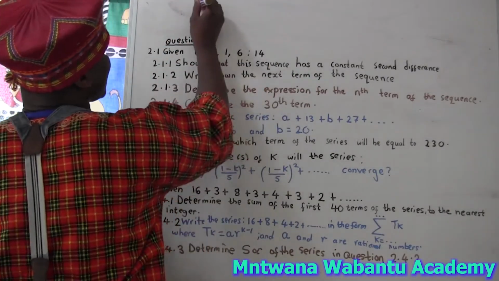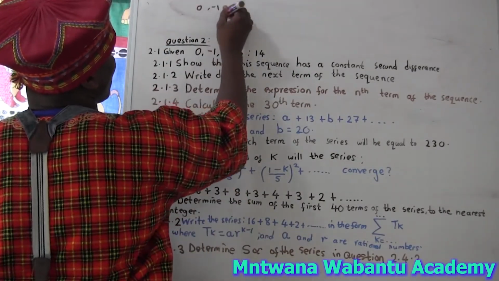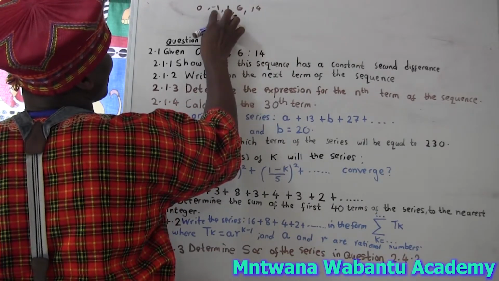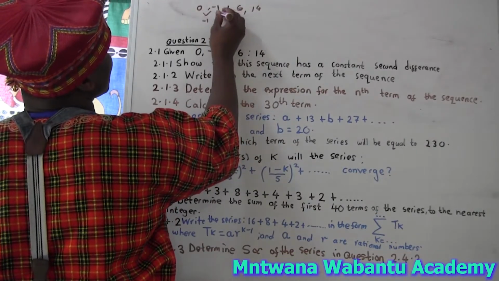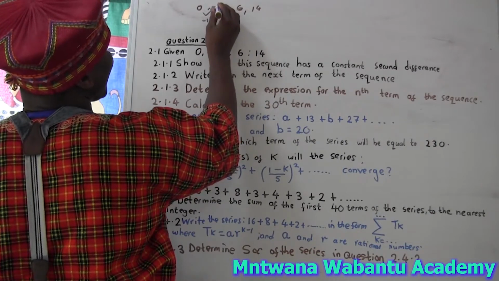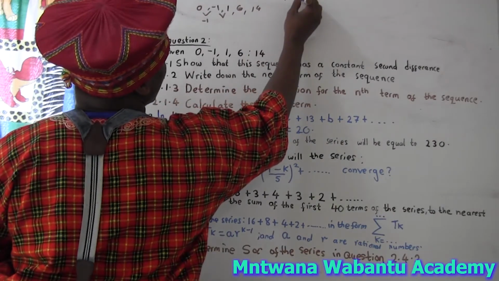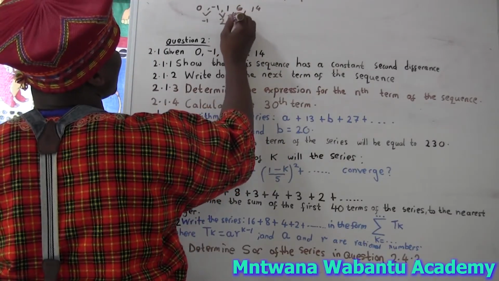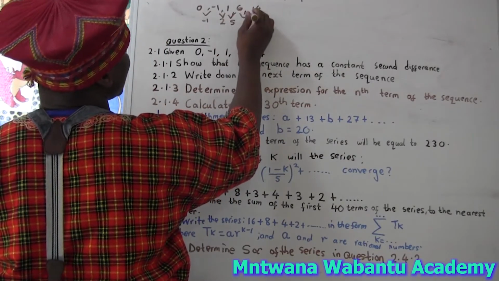So I'm going to write my numbers, which is 0, then -1, and then 1, 6, and 14. Now, -1 minus 0 is -1. Then 1 minus -1 equals 2. 6 minus 1 equals 5, and then 14 minus 6 equals 8.